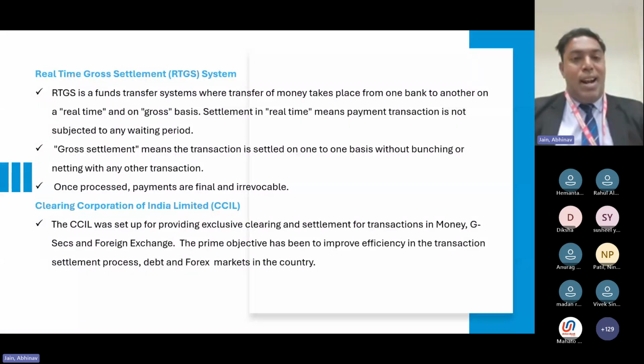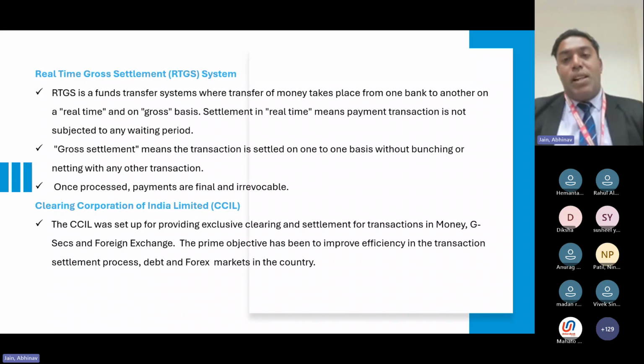Now let us understand the role of Clearing Corporation of India Limited, that is called CCIL, which is basically set up to provide exclusive clearing and settlement of transactions in money, government securities, and foreign exchange. So if somebody asks you in the examination which body is looking after clearing and settlement of transactions in money, government securities, and foreign exchange, it is Clearing Corporation of India Limited.